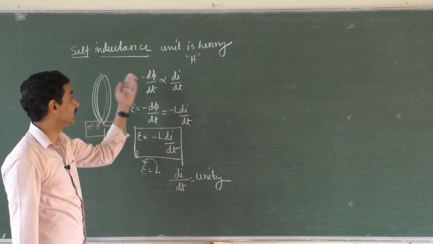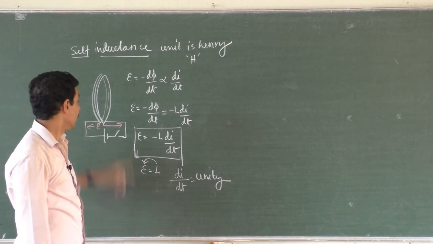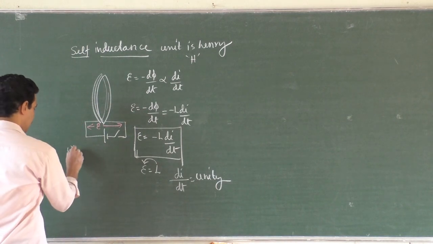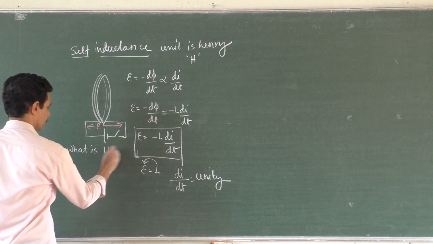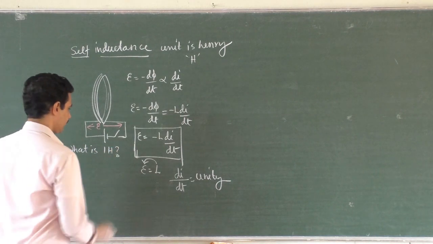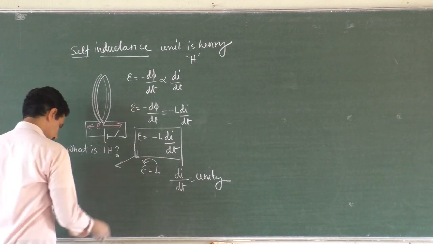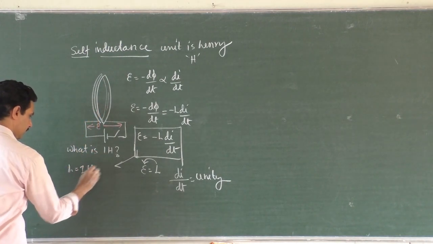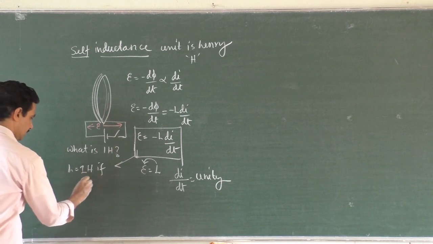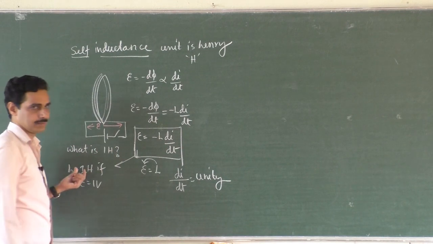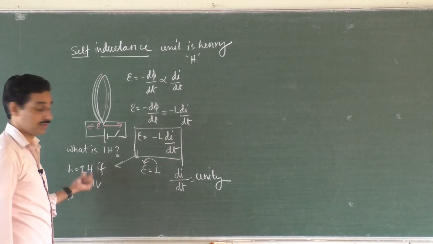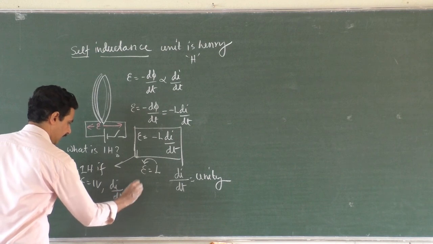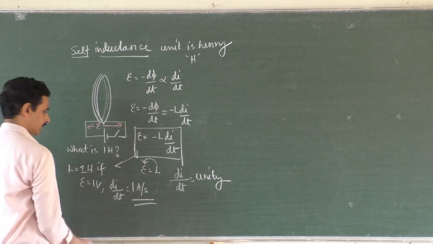Now you said that the SI unit of inductance is Henry. When will the self-inductance of this coil be 1 Henry? Take the same formula. L is 1 Henry if E is 1 volt, because we have to select all SI units, since Henry is the SI unit, and di by dt is 1 ampere per second. This is what you have to select now.